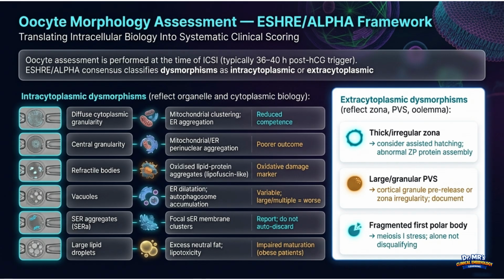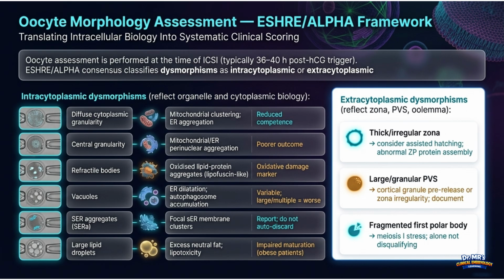This clustering is generally a downstream effect of cytoskeletal breakdown. The microtubule tracts that hold them in place have degraded. It's a sign of cellular aging or severe in vitro stress. What about refractile bodies? These are the bright, shiny inclusions you sometimes see catching the light.